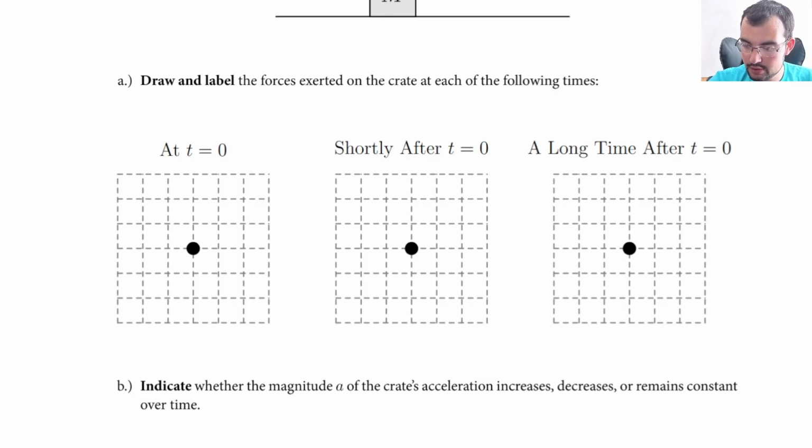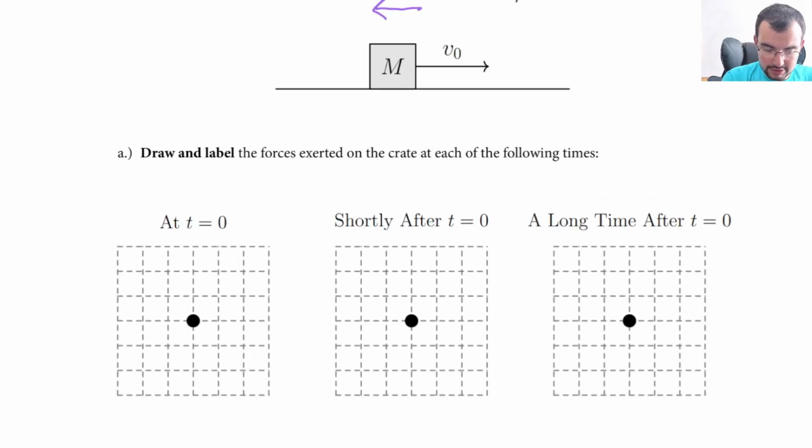So we know the drill at this point. This is a crate on Earth that's not falling through the floor. So there will be a constant gravitational force at all times because it's on Earth. And there will also be a constant normal force exactly balancing that. No issues there.